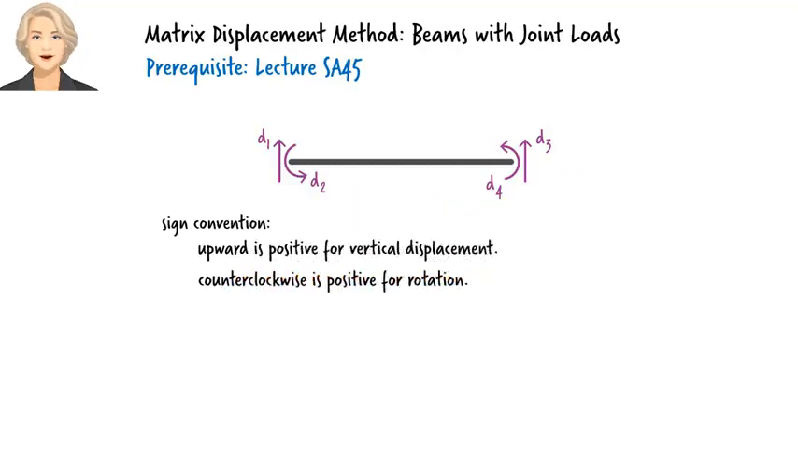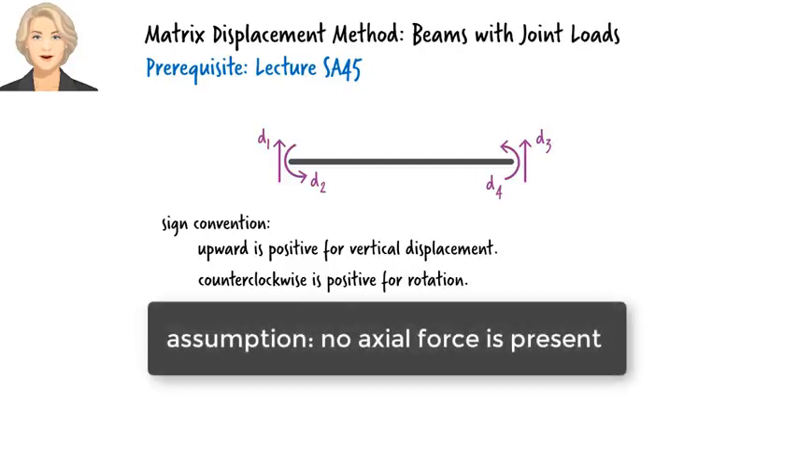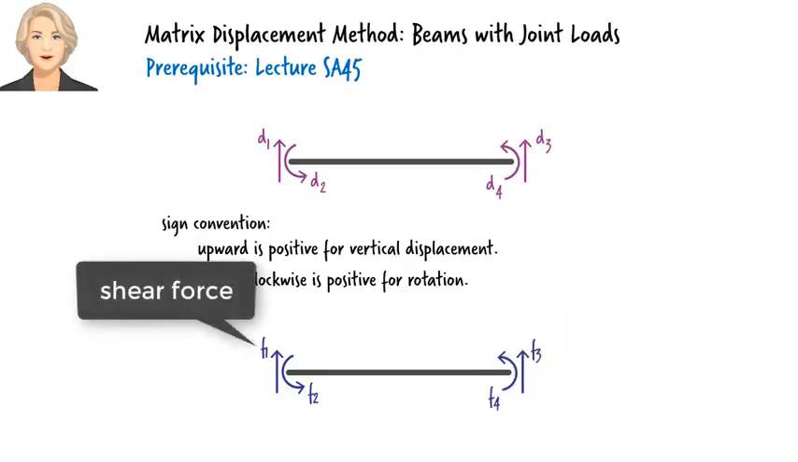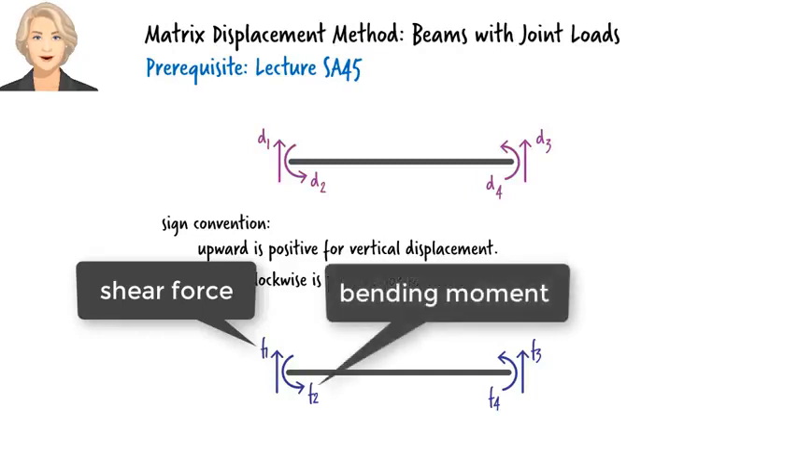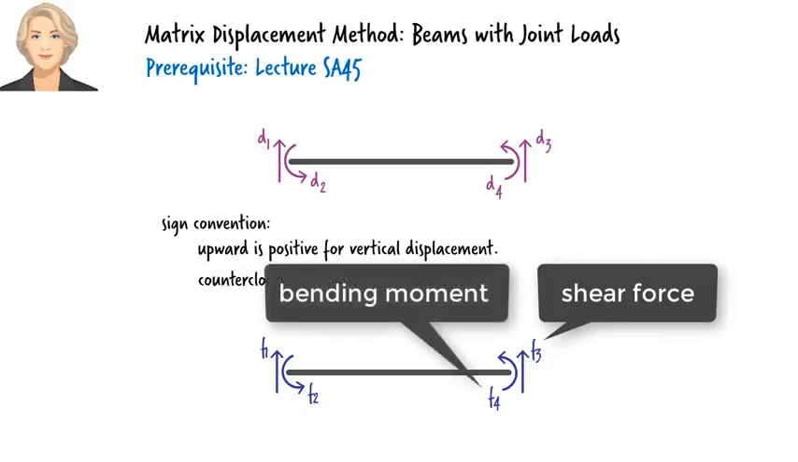Since we are ignoring axial deformation for now, there would be no axial force in the member. We only have shear force and bending moment present. Let's label the member end forces F1 through F4. F1 is shear force, and F2 is bending moment at the left end of the member. F3 is shear force, and F4 is bending moment at the right end of the member.